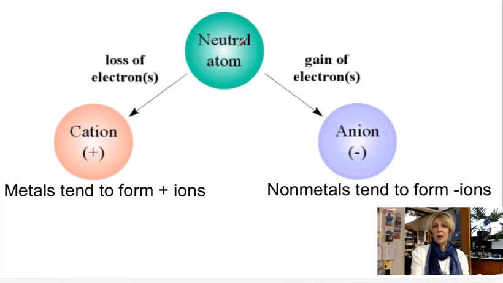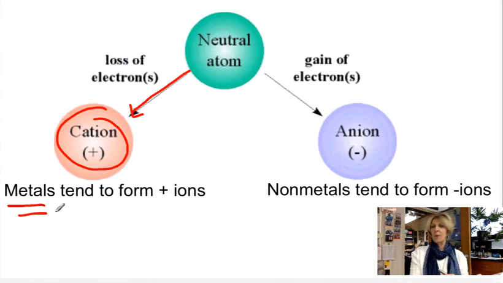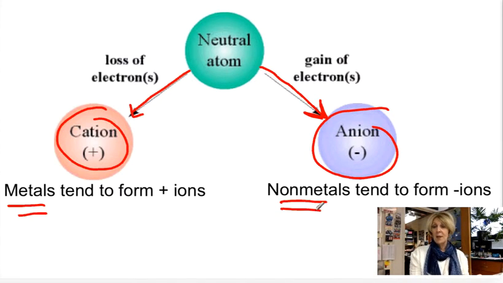All right, so here we go. When we are talking about a neutral atom, if that neutral atom loses electrons, then it becomes a cation. And as we just said, metals tend to form positive ions. Neutral atoms, if they tend to gain electrons, become anions, and we know that most nonmetals tend to form negative anions. All right, so here we go.